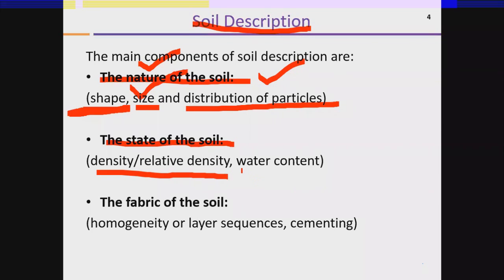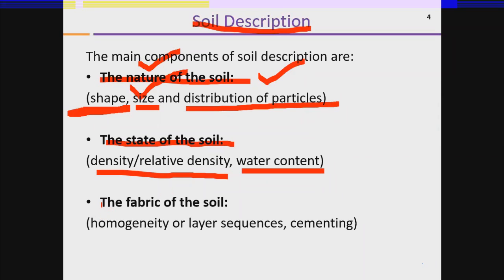You can categorize the soil system based on the water content. For example, if the water content present inside the soil mixture is more, then the soil will be categorized as saturated soil. If there is no water inside the soil voids, then the soil will be categorized as dry soil. You can also categorize the soil as partially saturated soil when some of the air voids are filled with air and some of the air voids are filled with water.